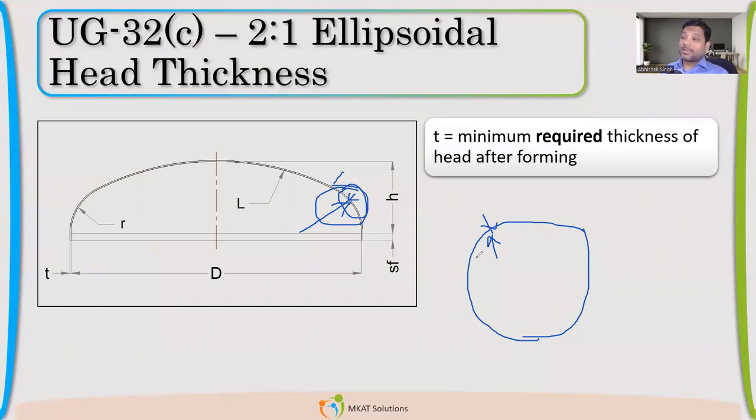So the actual fabricator of that head will know, based on his experience and process, because people use different forming methods. Some use spinning, some may use press forming. Based on their expertise, how much thinning they achieve in the final shape depends upon them. So now that uncertainty factor is coming. So how to tackle that?